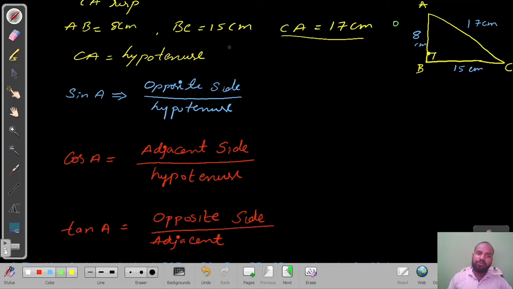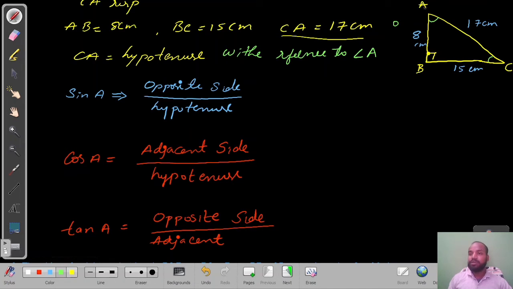So with reference to angle A, see here. Where is the angle A? Here is the angle A. And what is this? This is angle C, right? But he is asking us angle A. So with respect to angle C, what is the opposite side? With respect to angle C, the opposite side is AB.